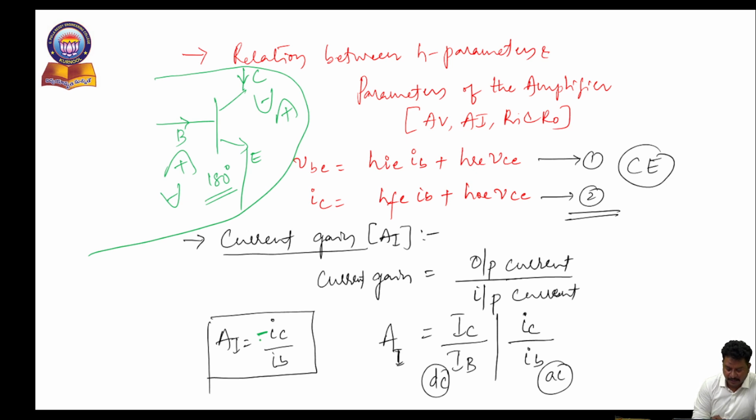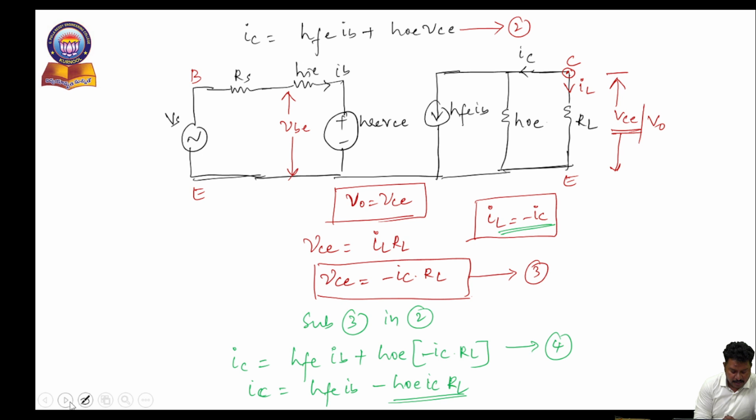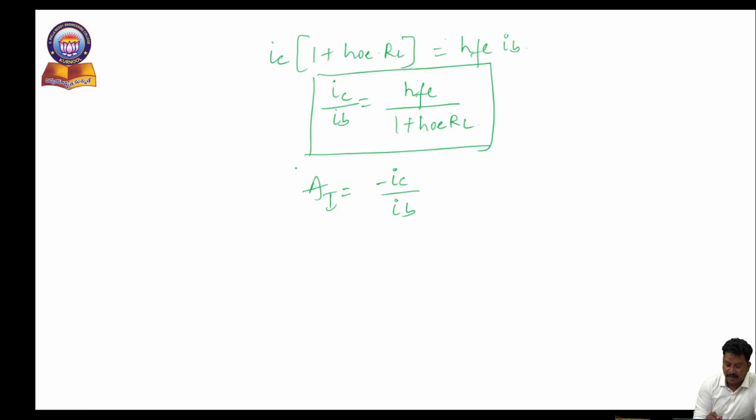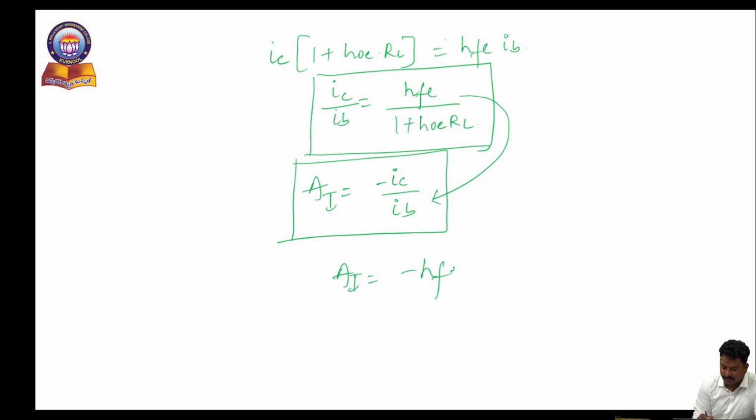So the current gain is minus IC by IB. Generally, gain is nothing but output current by input current. Here the output current we are getting is out of phase. That's why, according to the definition, AI is nothing but minus IC by IB. And substituting this IC by IB here, finally AI we are getting as minus HFE by 1 plus HOE into RL.